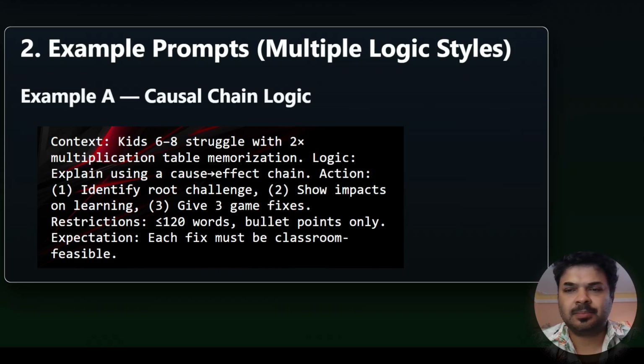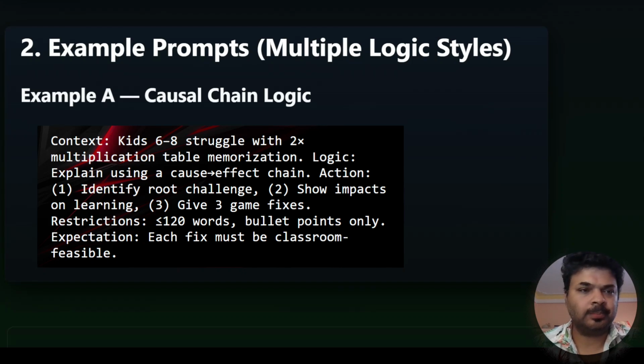Example prompts, multiple logic styles. The first example is causal chain logic. Context is kids aged 6 to 8 who struggle with memorizing the 2x multiplication table. Logic here is to explain using a cause to effect chain. Action is: 1, identify the root challenge; 2, show impacts on learning; and 3, give 3 game fixes. Restrictions are less than or equal to 120 words, bullet points only. Expectation is that each fix must be classroom feasible, so it should be possible to do in a classroom setting, indoor or outdoor.